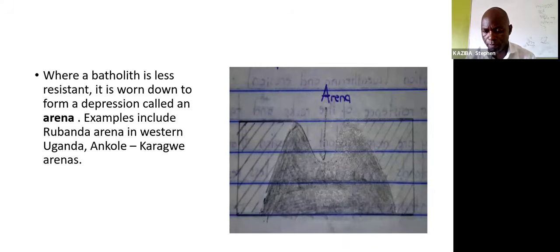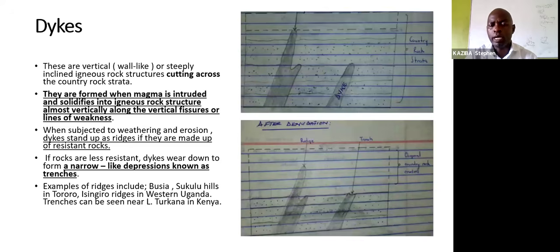Hope you're seeing it. Then you go to dikes. Now you define a dike as vertical or wall-like or steeply inclined igneous rock structure cutting across the country rocks or the layers of sedimentary rocks. Then when you're done, you explain how they are formed inside. They are formed when magma is intruded and solidifies into an igneous rock structure, almost vertically along the vertical fissures or lines of weakness.